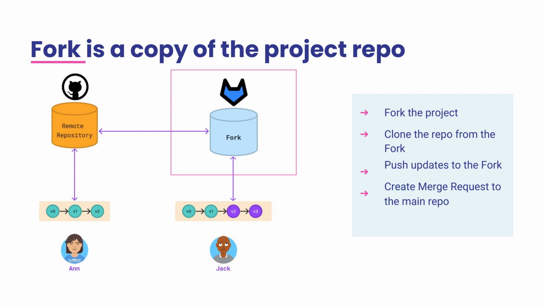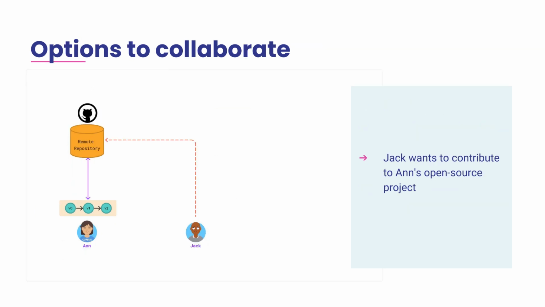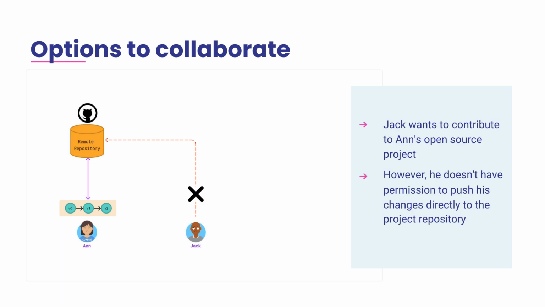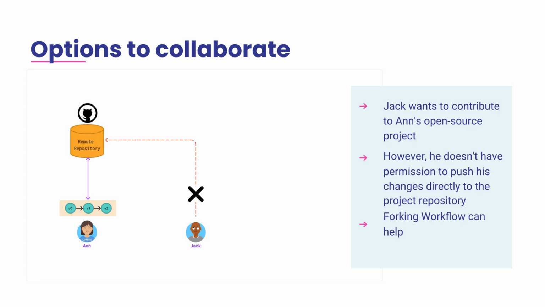Let's dive in. Look at this example. Jack wants to contribute to the open source project developed by Anne. However, he doesn't have permission to push his changes directly to the project repository. Can the forking workflow help? Yes. In the forking workflow, Jack can contribute to Anne's open source project even if he doesn't have direct push permissions to the project repository.